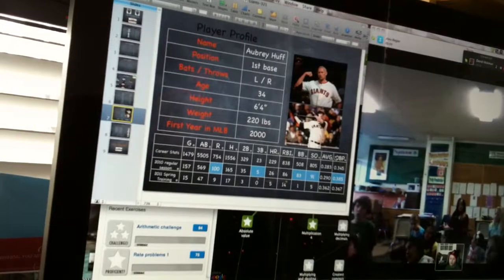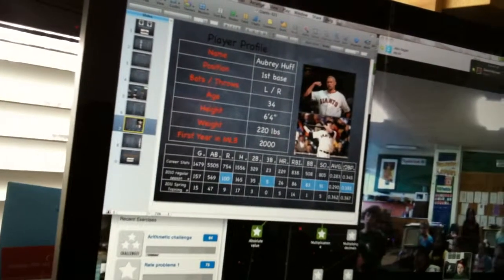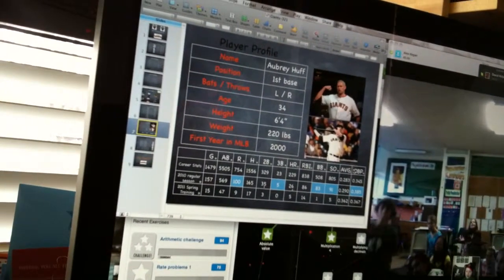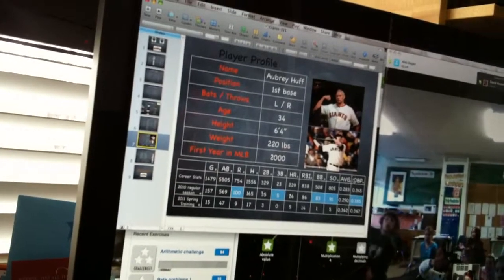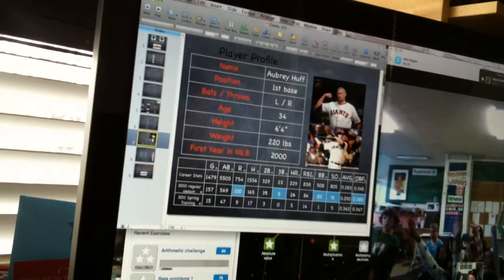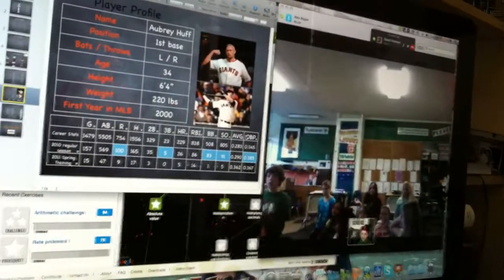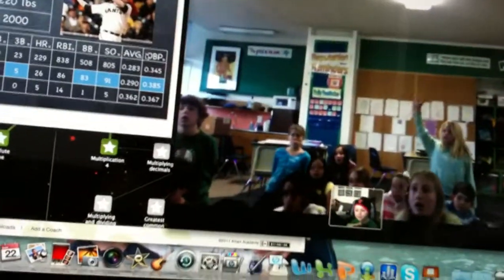That's a lot of turns swinging the bat, isn't it? Oh my gosh. How many home runs did Aubrey Huff hit in the regular season last year? Okay, Samantha B. 157? No, that's games. So home runs. How many home runs did he hit in the regular season last year?